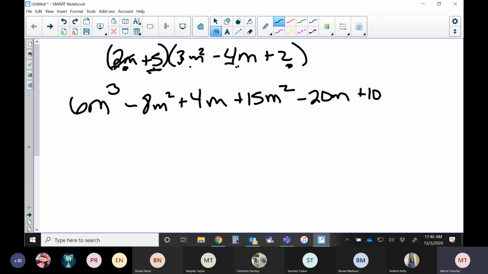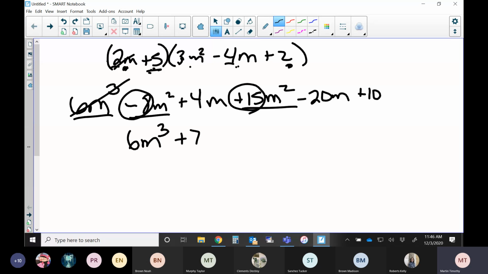Now we do our combining like terms. There's nothing that combines with this, so I have 6m cubed. This and this combine, I have negative 8m squareds. I'm adding 15m squareds, and so the positive and negatives cancel each other out. When I finish the canceling out, I'm left with 7 positive m squareds. I have positive 4m and a negative 20m. 4 of the m's cancel 4 of these out, leaving me with negative 16m, and then plus 10.